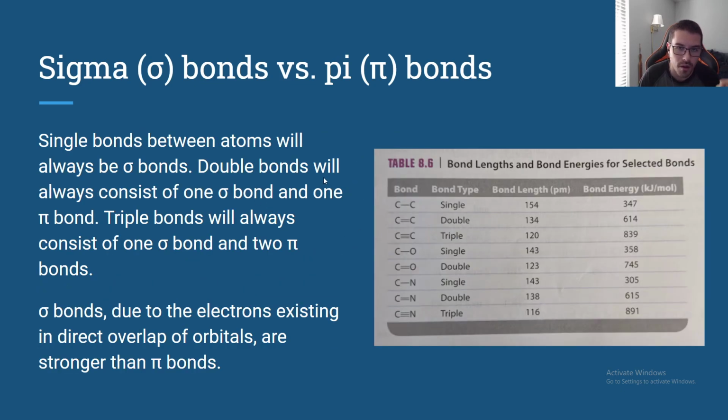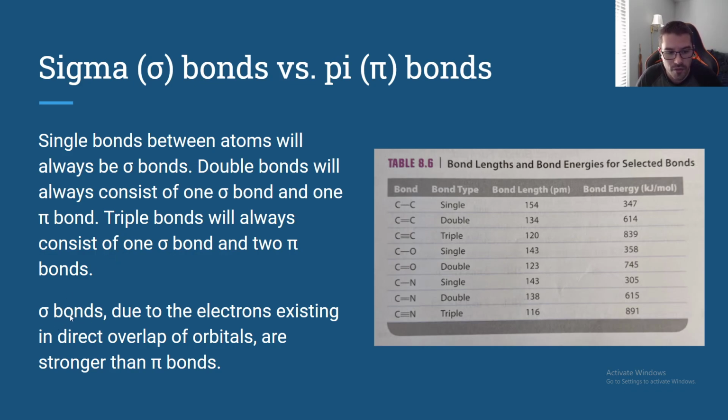If you have a double bond, okay, say a carbon-carbon double bond, this is always going to consist of one sigma bond and one pi bond. And then if you have a triple bond, this is going to consist of one sigma bond and then two pi bonds. So it's like you start with the sigma bond, and then if you happen to have a double bond, you're going to tack on a pi bond, and then if you happen to have a triple bond, you're going to tack on another pi bond. Okay, so that sigma bond is always going to be there.